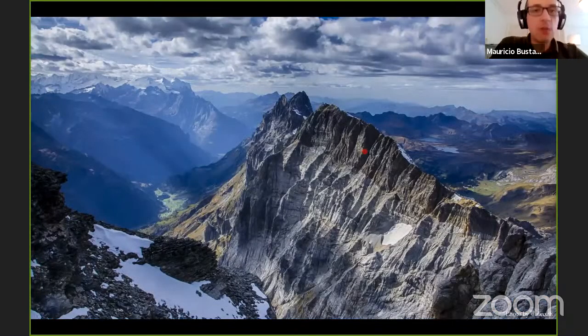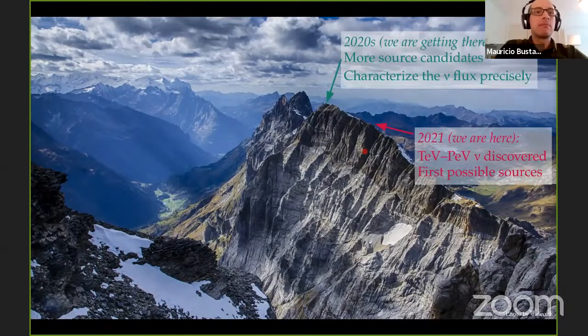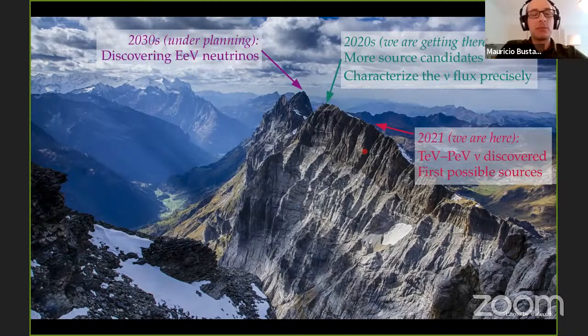So we've known now the existence of TeV to PeV astrophysical neutrinos for about 8 years. So far we have characterized the flux of these neutrinos, and I'll say more about that later. And we started to find some of the astrophysical sources, but it's very difficult. In the next 10 years or so, in the ongoing decade, we hope to find more astrophysical source candidates and characterize the flux even better. So we're going up the slope of the mountain. And then in the 2030s, which is currently under planning, we hope to discover neutrinos with 1,000 times higher energies. And that's, as I said, the next goal of the field.